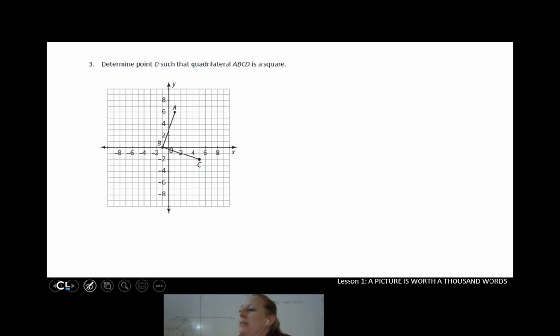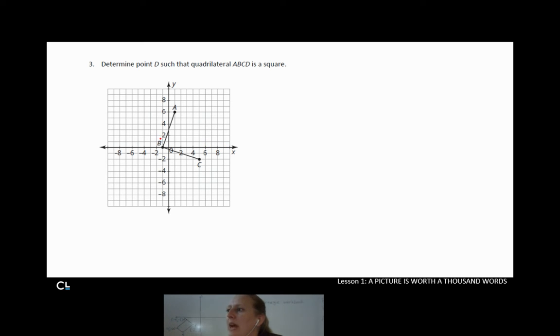I want to determine point D such that quadrilateral ABCD is a square. So I need to figure out the coordinates for point D to turn this into a square. I only have part of my square right now. But you know squares and how they work. All of the sides are the same, aren't they? And the opposite side should be parallel, right? So whatever one side is doing, the other side must be doing the same thing.